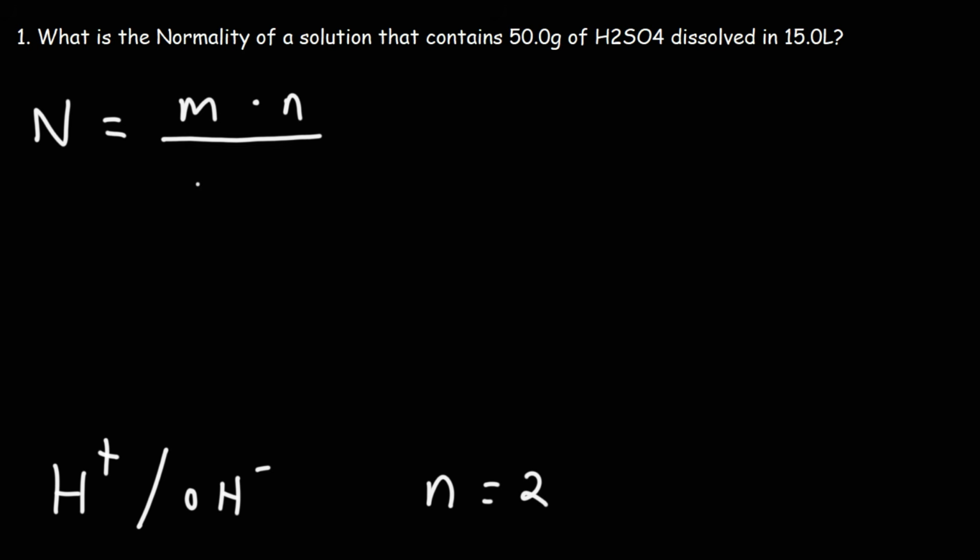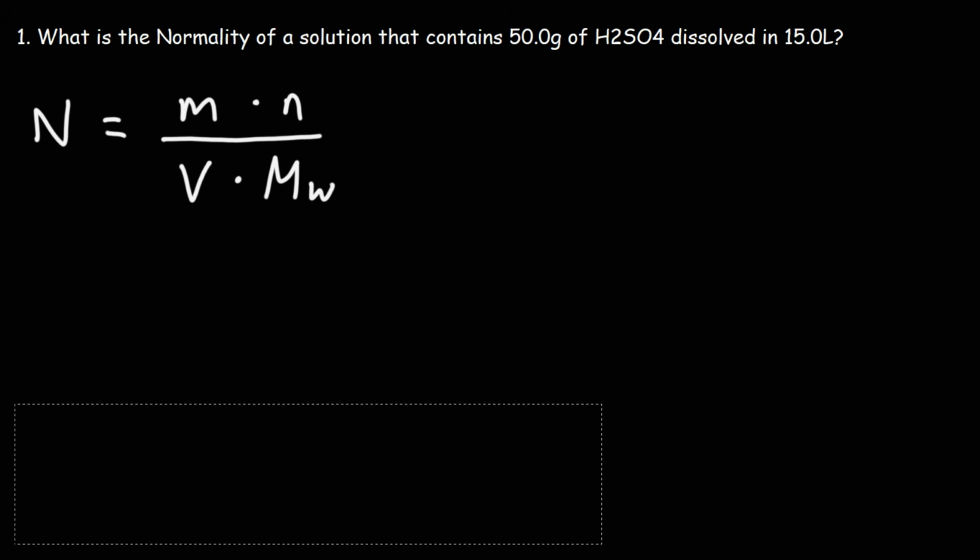Now, this is going to be divided by V, which is the volume of the solution in liters, multiplied by the molecular weight or the molar mass of the solute. Now, later in this video, I'm going to explain how we can derive that formula. But for now, let's put it to use.